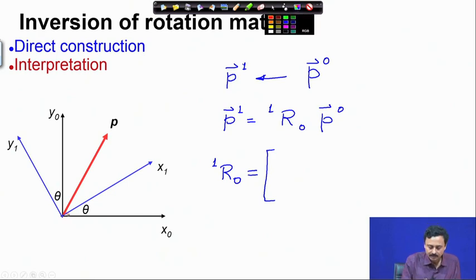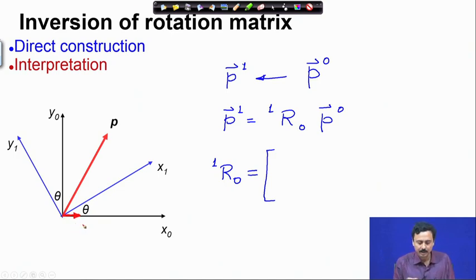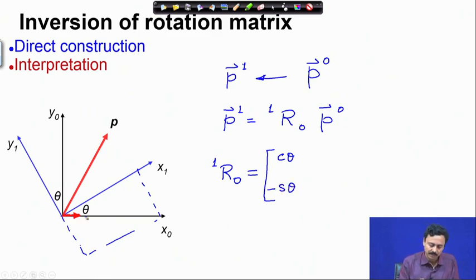Now, let us look at the frame vectors in frame 0. This is x 0, the unit vector along x 0, that I must first represent in frame 1. So, the first column should be the representation of x 0 in frame 1. This must be cosine theta, and this must be minus sin theta, that is the representation of the unit vector along x 0 in x 1 y 1.